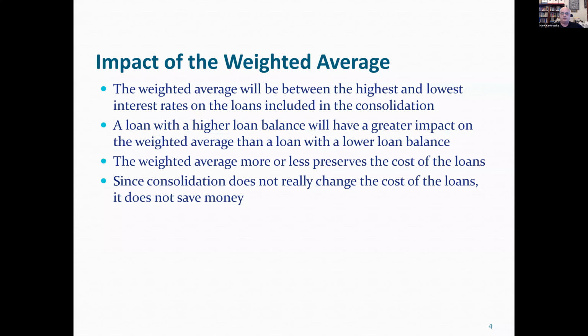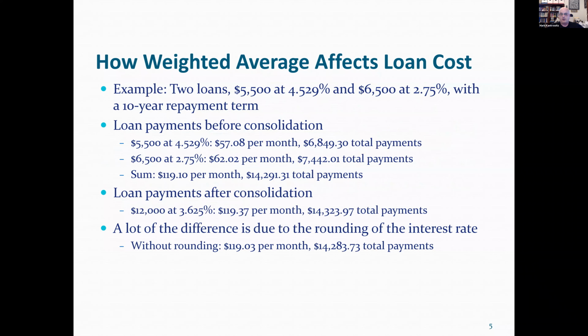So let's talk about how the weighted average affects the cost of the loan. We're going to use the same two loans that were in the previous example. And if we look at the loan payments before consolidation versus after consolidation, you can see that there's a difference of 27 cents a month and $32, $33 in total payments over the life of the loan. That's not a really big difference when we're talking about $12,000 in debt. And the rounding up of the interest rate to the nearest 1/8 of a point increases the cost very slightly.